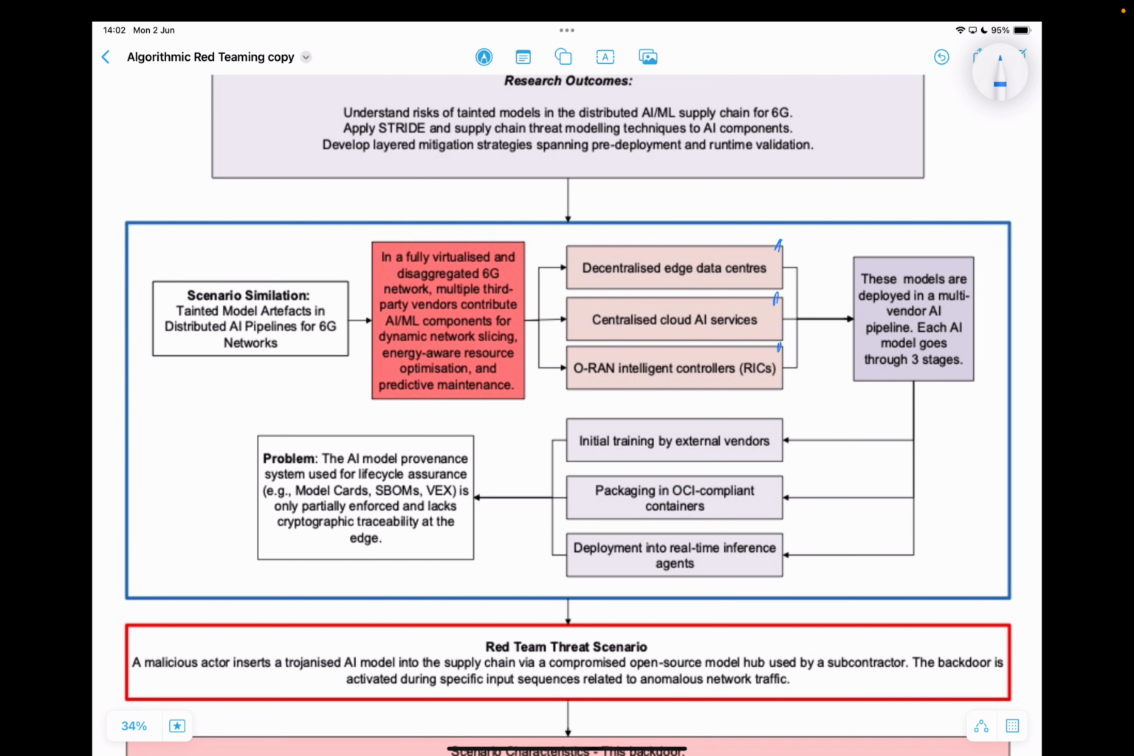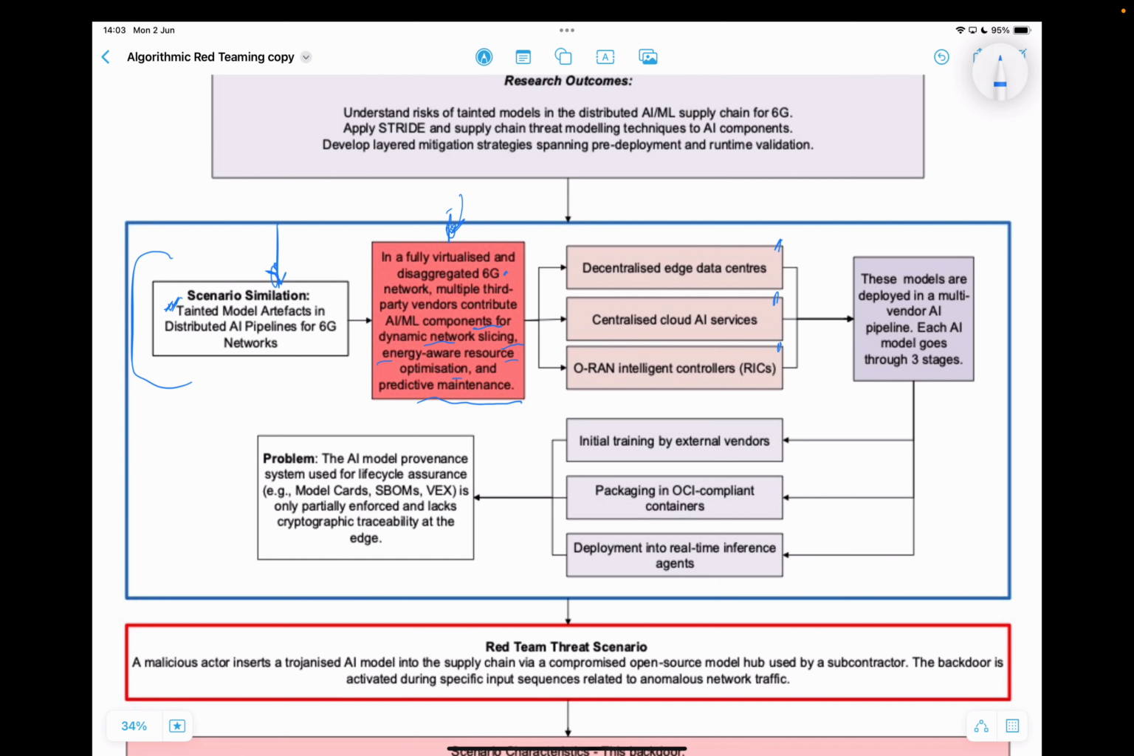So this is the scenario. How does it start? First, you have, let's say, a trained model artifact in a distributed AI pipeline for 6G networks. So this is the simulation. So you have tainted, infected, maliciously tampered, and in this fully virtualized and disaggregated 6G network, multiple third-party vendors contribute AI and machine learning components for dynamic network slicing. So you have energy-aware resource optimization and predictive maintenance. So that is the scenario that we have, and this is the problem that we have in this scenario.